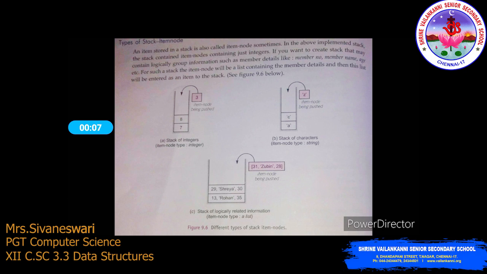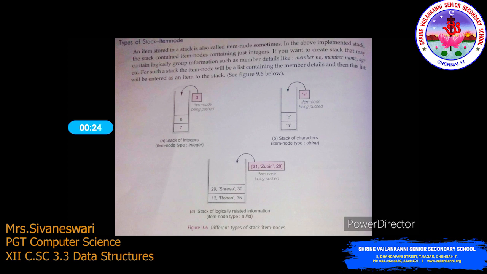Today we are going to see the types of stack item node. What do you mean by the item node? Item node is nothing but the data type which we are using inside the stack, or the data type of the values which are held inside the stack.